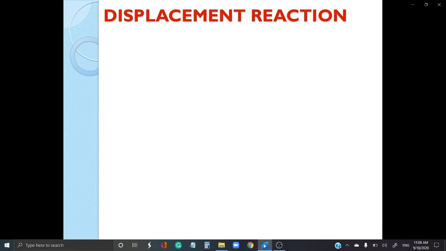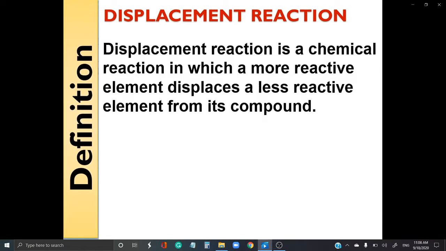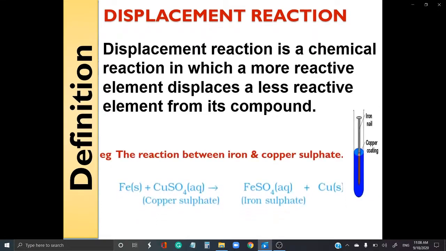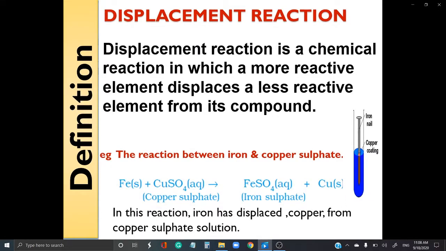Hence, what is displacement reaction? Displacement reaction is a chemical reaction in which a more reactive element displaces a less reactive element from its compound. For example, reaction between iron and copper sulfate.